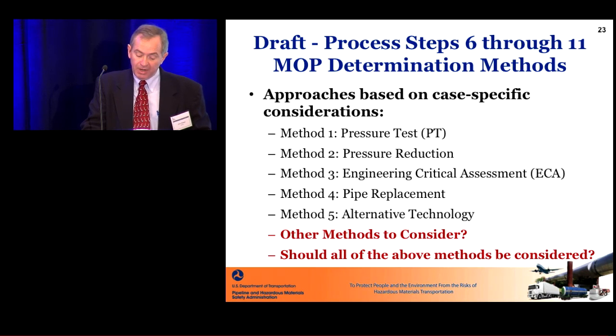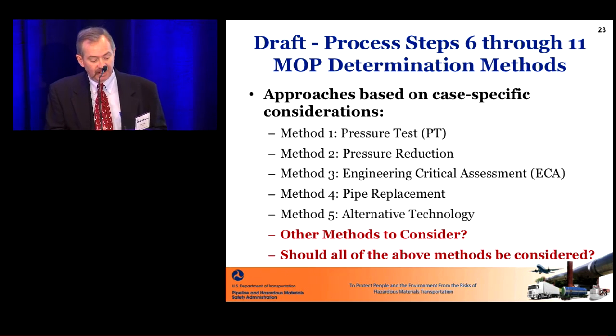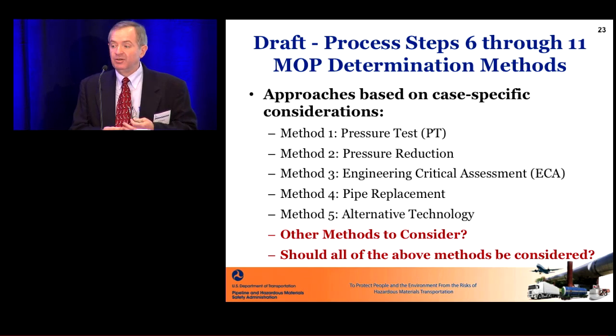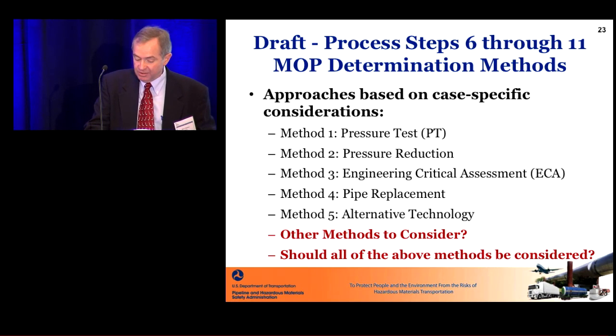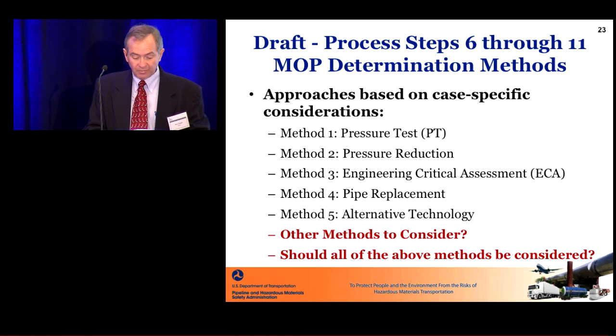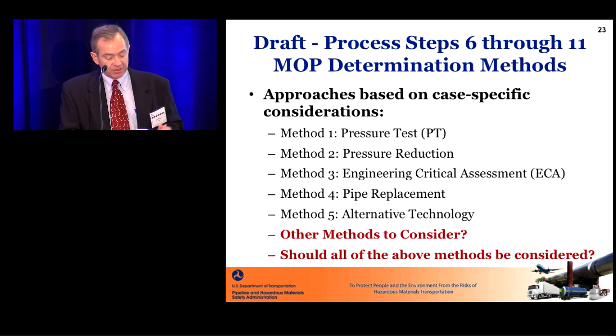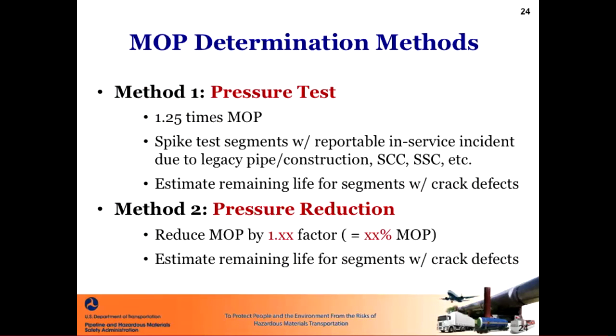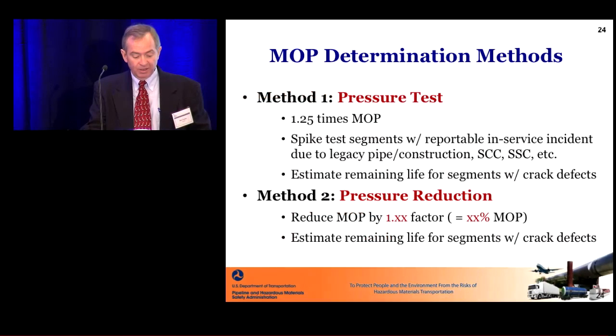The method 4 would be pipe replacement. Method 5, alternative technology. And again, we want on the docket for you to come to us: what other methods should we consider? What methods should we not consider? And should all of the methods that I've got listed here be considered? To go through a little more is pressure test. Right now in the code, the 1.1 or 1.25 times MOP is what's in the code. Should we consider eliminating the 1.1 and having on the liquids everything to at least be a 1.25 times the full 8 hours?